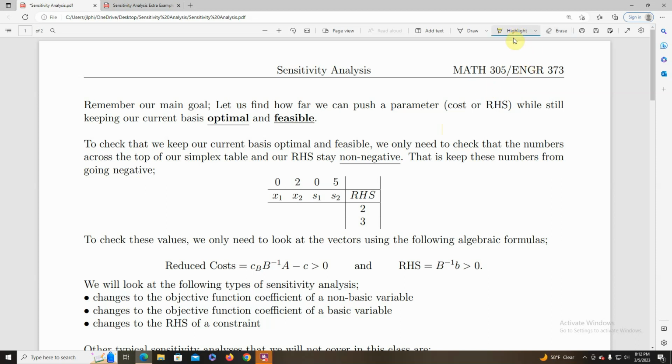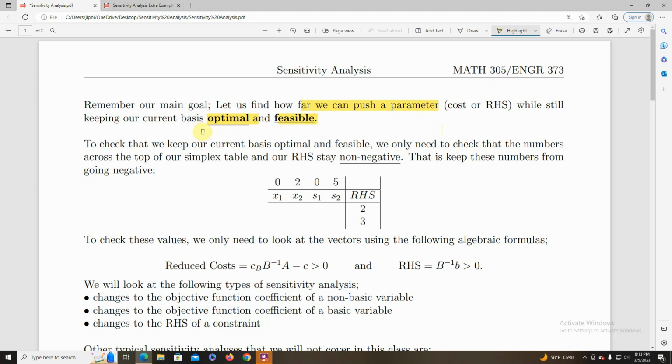Hello. Let's look at sensitivity analysis for linear programming. So this is just an intro linear programming course, and we've spent some time introducing the idea of sensitivity analysis. So I just want to remind you of what the main goal is. We'd like to see how far we can push a parameter while staying optimal and feasible at the current basis that we're at.